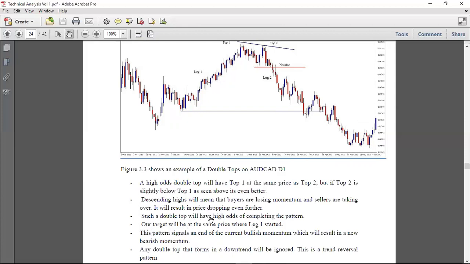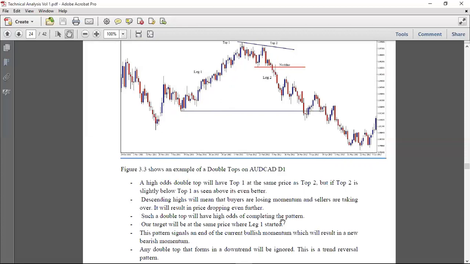Such a double top will have high odds of completing the pattern. Our target will be the same price where leg one started. So if leg one started here, because this is our leg one, first top, second top, there's our leg two, just where leg one started. This pattern signals an end of the current bullish momentum, which will result in a new bearish momentum. It signals that the bullish momentum is coming to an end. We might have a new bearish momentum.